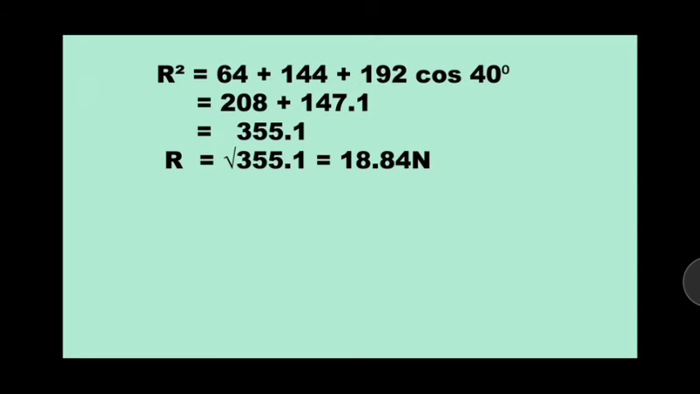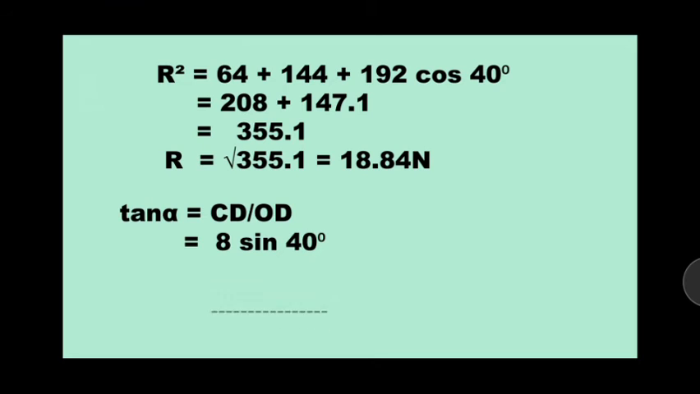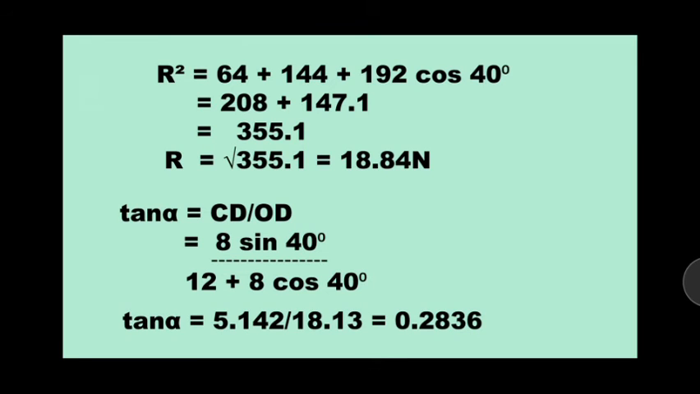So simplifying, I have my resultant to be 18.84 Newton. So that's our resultant. But let's get the inclination of that resultant to our horizontal using tan alpha as given. So we have 8 sine 40, this formula was given before, just substitute 8 sine 40 all over 12 plus 8 cos 40. Remember the formula. Okay, very good. If I simplify this, tan alpha will be equal to 0.28.